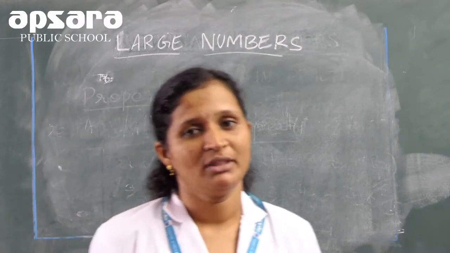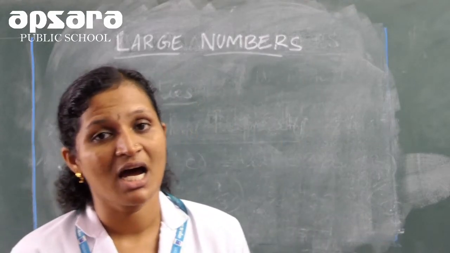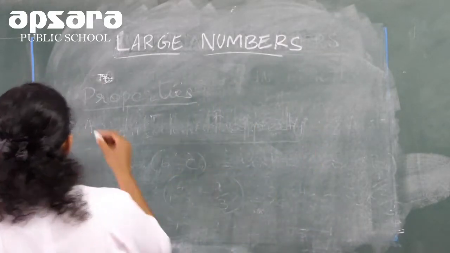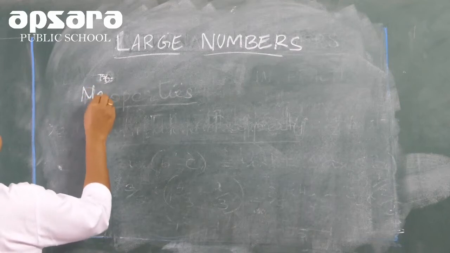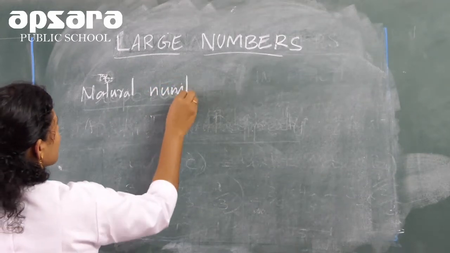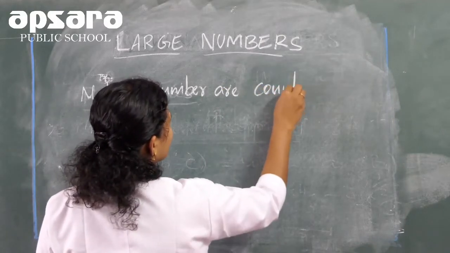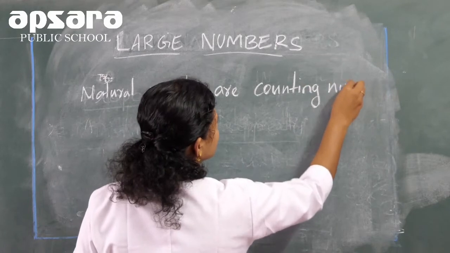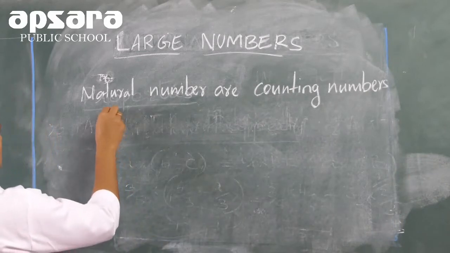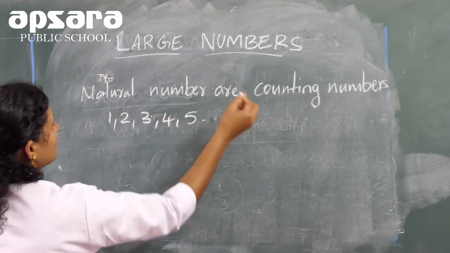Before starting this chapter, I would like to tell you what natural numbers are. Natural numbers are counting numbers starting from 1. So the natural numbers are 1, 2, 3, 4, 5, etc.